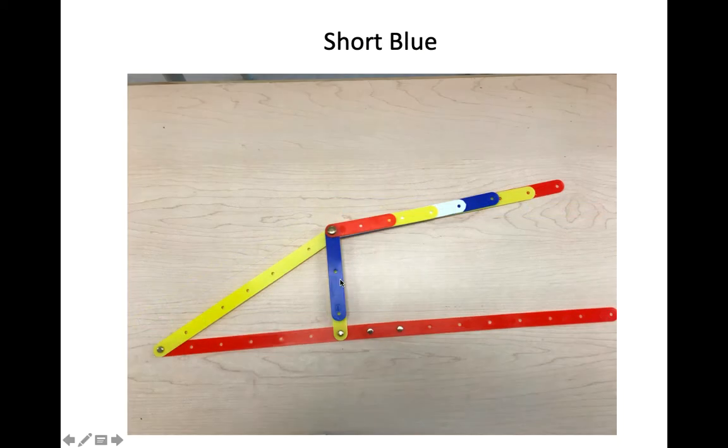The next one was for the blue strip. Once again, this side A, the new blue strip, is smaller than the height and smaller than the side called B. And when I swing it back and forth, I realize it does not make a triangle.